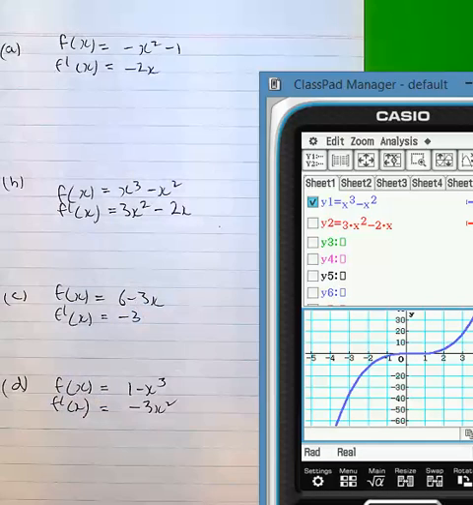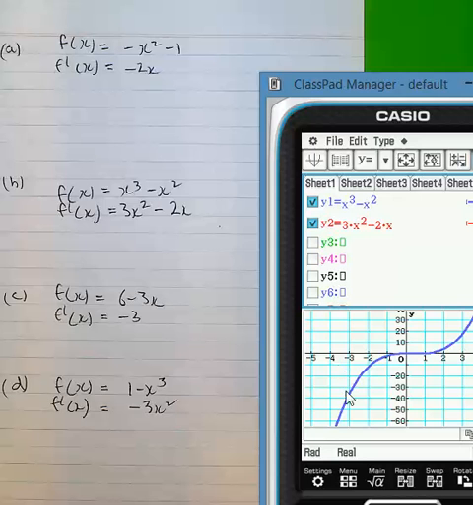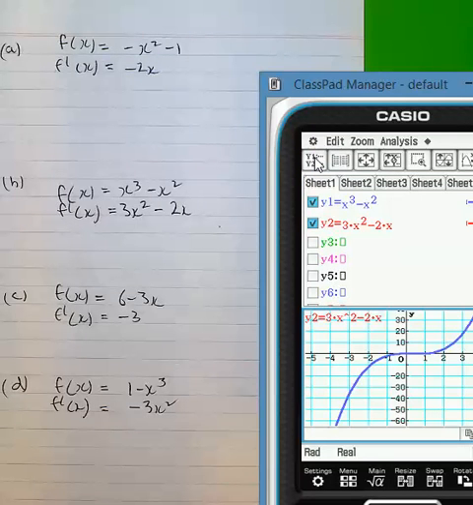And in B, x cubed minus x squared, and if we select the gradient function to have a look at that, that's always going to be a positive gradient. It's always heading uphill there, on the 0 at one point. And you can see the gradient function portrayed as such.